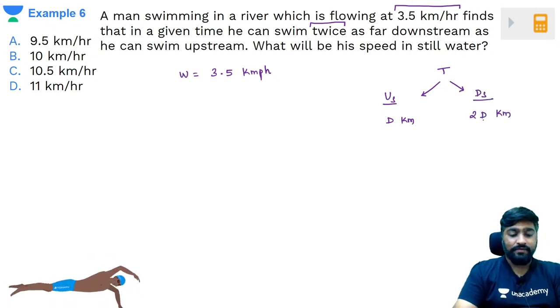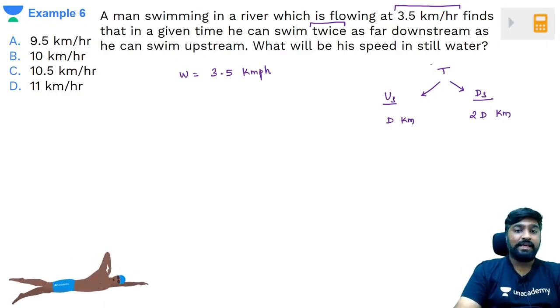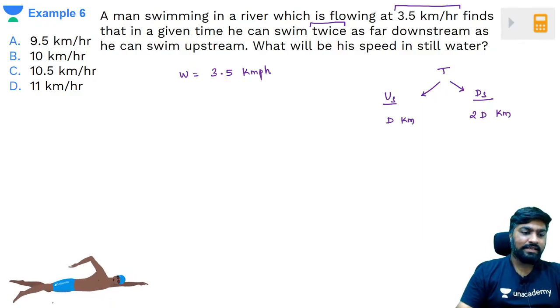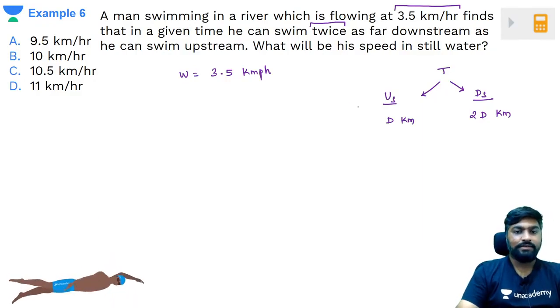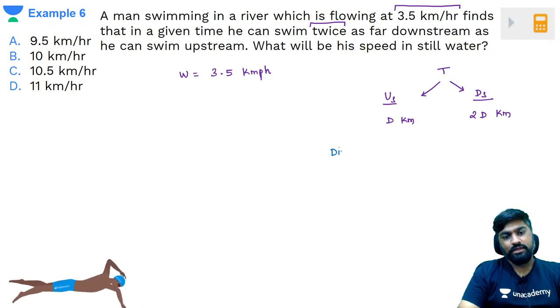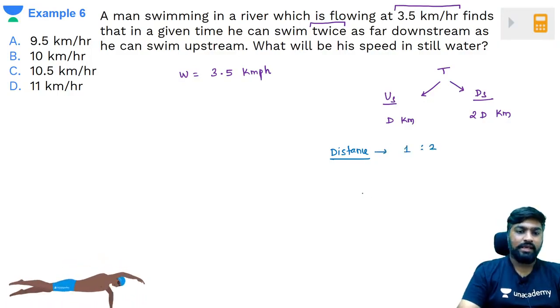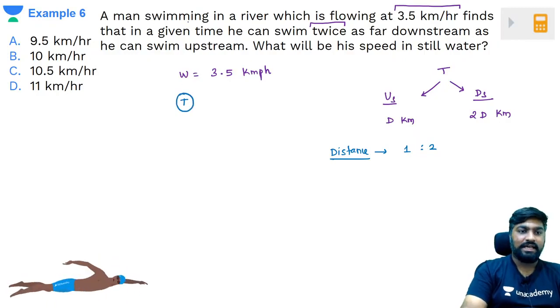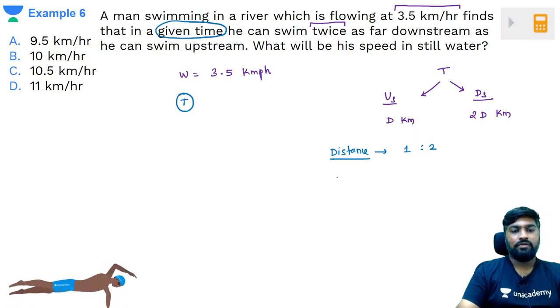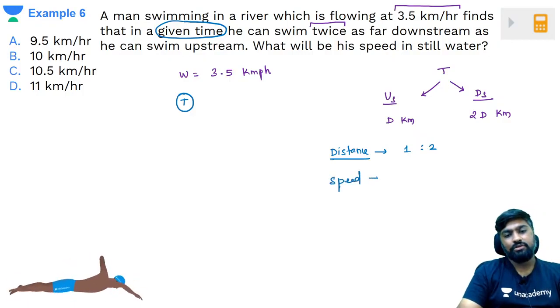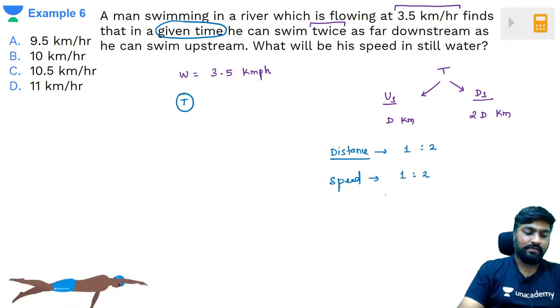What is asked of us here? Speed in still water. So this is a clear case of using ratios. Would you agree with that? So the ratio of the distance under upstream and downstream is going to be 1:2. Then what about speed? Because the time is constant, right? Time is fixed, same time in a given time period. So speed will also have the same ratio because the time is fixed. Agreed? 1:2.